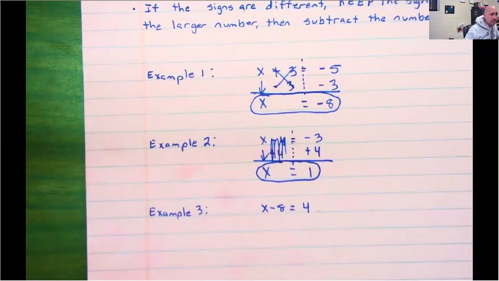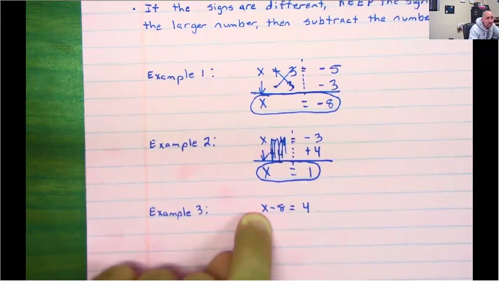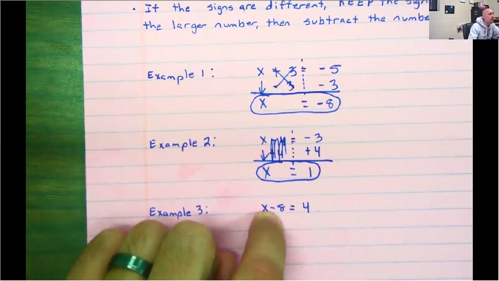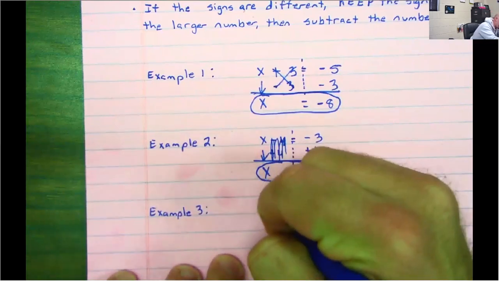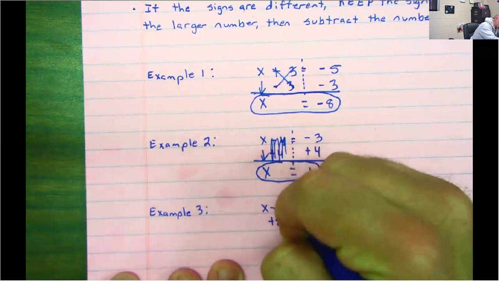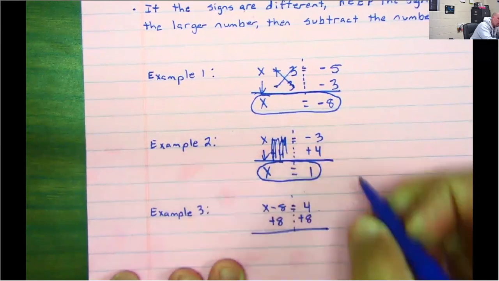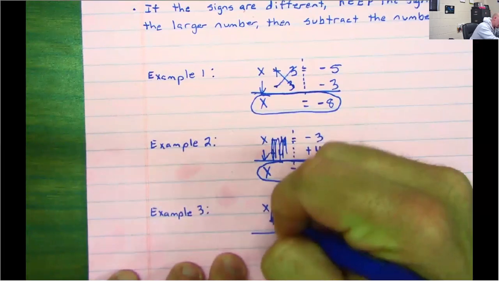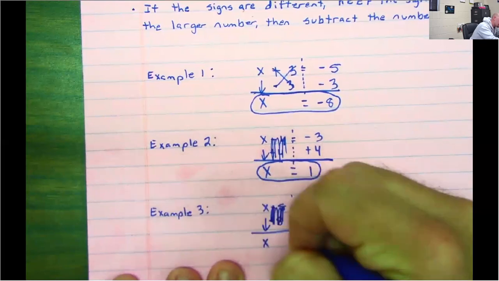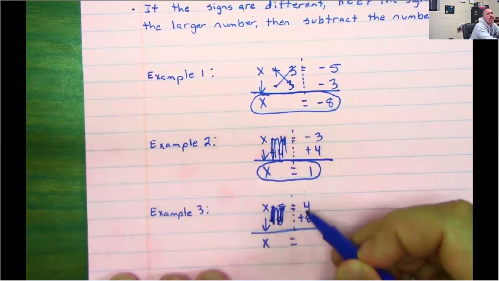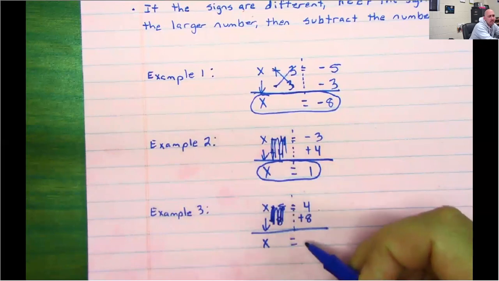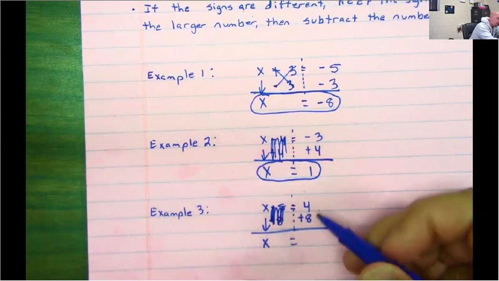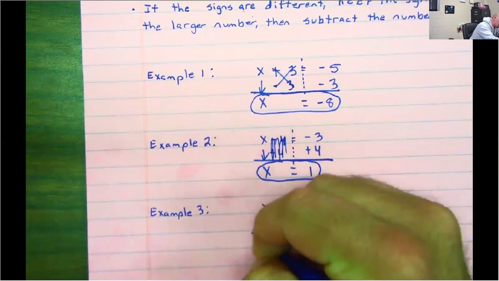Example 3. x take away 8 equals 4. What do you think I should do here? I think I need to isolate the x by doing the inverse of subtracting 8, which is to add 8. Again, what you do to one side, do to the other. 8 take away 8 is a zero pair. Zero's out. Leaves you with the x. Oh, the signs are the same. So the sign stays. So it's positive. 8 plus 4 is 12.